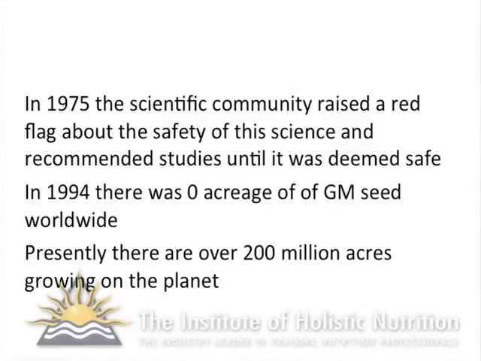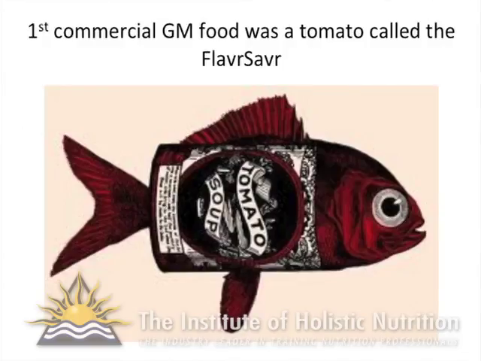Okay, so the science was in the 70s, and we really introduced it in the 90s, once we were able to get the traits to actually produce properly in the seeds that we produce, that we wanted. It doesn't always work. And so here's this flounder tomato scenario cartoon. So like I said, it was the first genetically modified food, called the FlavrSavr tomato.